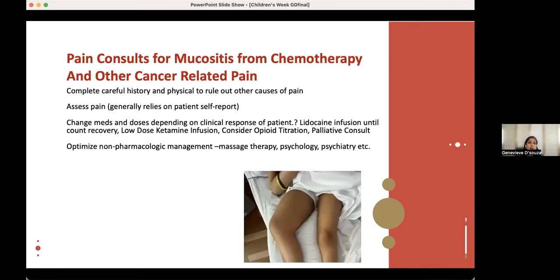We get consults for mucositis or similar other cancer-related, therapy-related complications from chemotherapy and other cancer-related pain. Like in this patient who had received CAR-T therapy. And as you know, in CAR-T therapy, the therapy causes inflammation at the cancer site. So the extremity had immediate swelling and he had neuropathic pain in that extremity. Just in that extremity, it almost looked like it was a compartment syndrome.